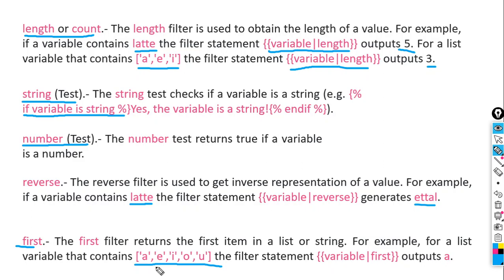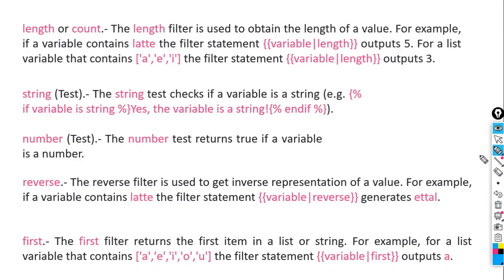So how can we find this one? We can use here filter, curly bracket, variable, pipe sign, first. So with the help of this syntax, we can display the first value. So the output of this would be character A. Okay, so length, string test, number test, reverse, and first. These are the filters in this slide.